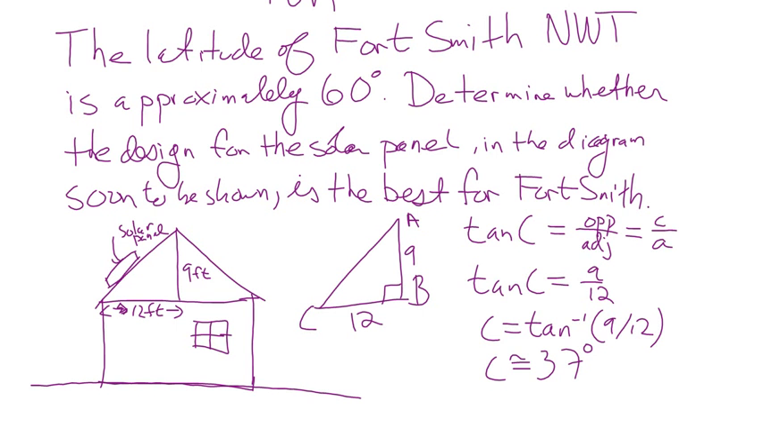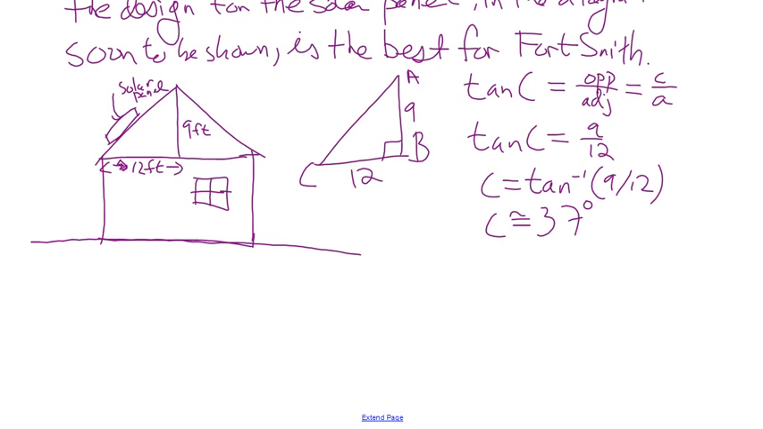Alright, so this is not a good angle for this solar panel. The good angle is 60 degrees.